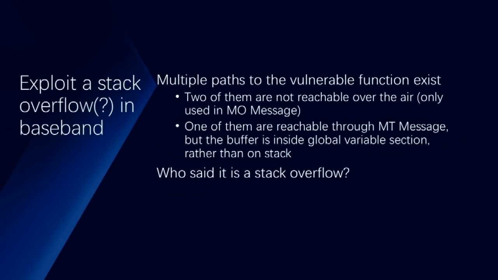And next, we were trying to do this, but we encountered many troubles. First of all, there are multiple code paths to reach that vulnerable function. Two of them are not very useful since they are only used in an MO message situation. MO stands for mobile originating message. That kind of message is sent from your mobile phone, so you cannot reach this code path over the air. And we found one code path that is reachable through an MT message, a mobile terminating message.